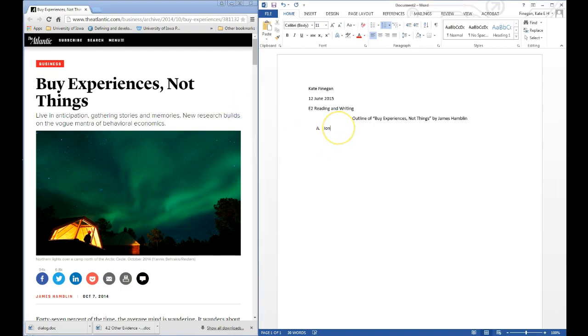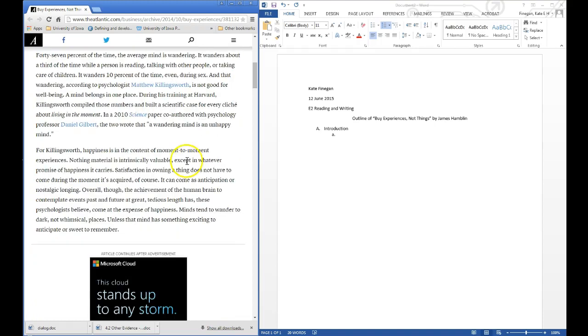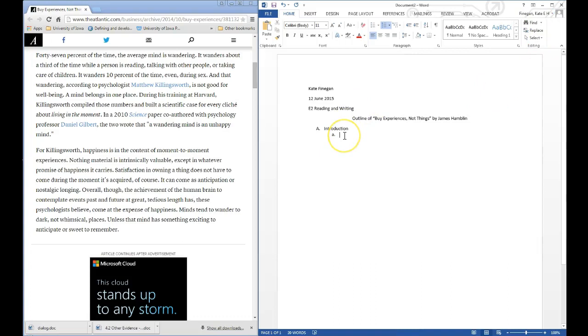So first I'm going to put introduction. Okay. And let's see. So the first thing that I need to include is the hook. Okay, and I'm not going to copy the hook. Instead, I'm going to write what kind of hook the author uses.